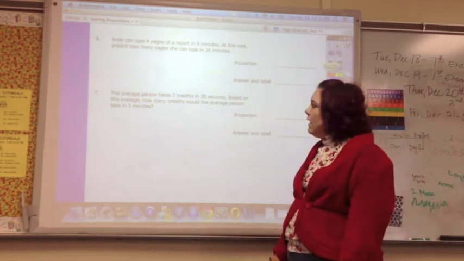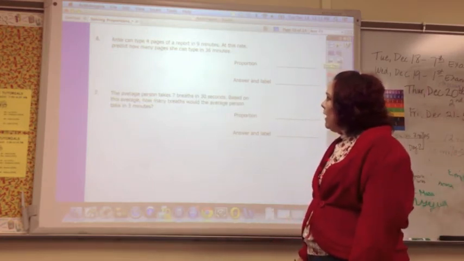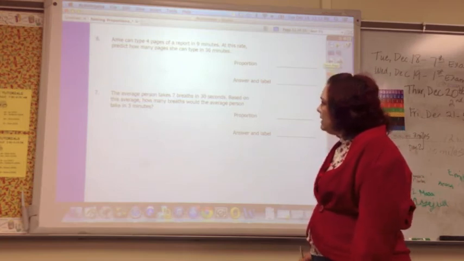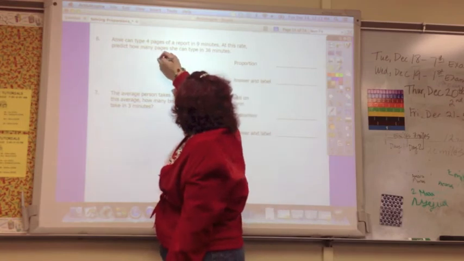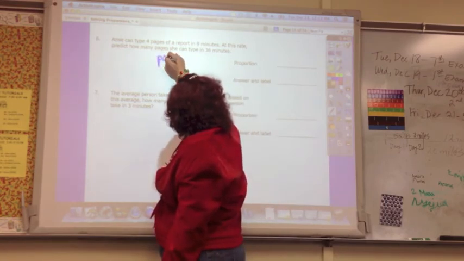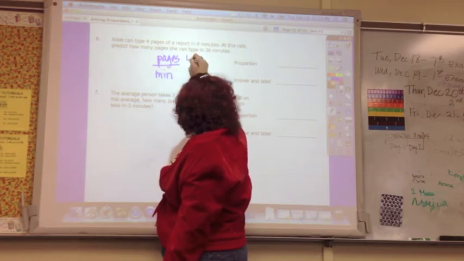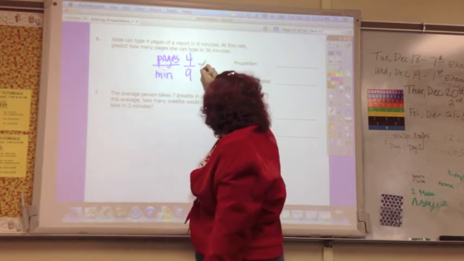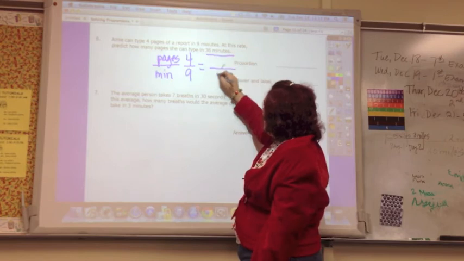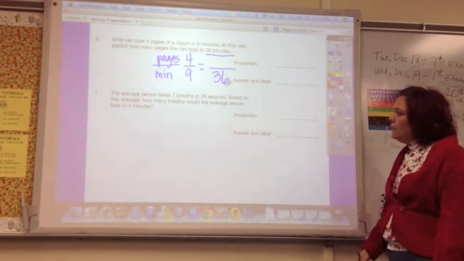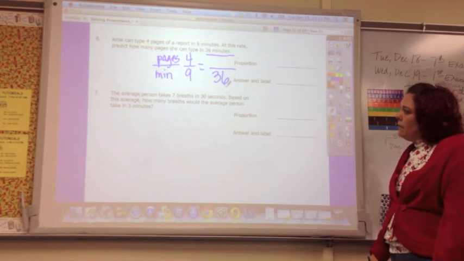Ami can type 4 pages of a report in 9 minutes. At this rate, predict how many pages she can type in 36 minutes. So we're doing pages per minute. 4 to 9 and 36 minutes. So 36 is going to go down here. And go ahead and finish that and label your answer.